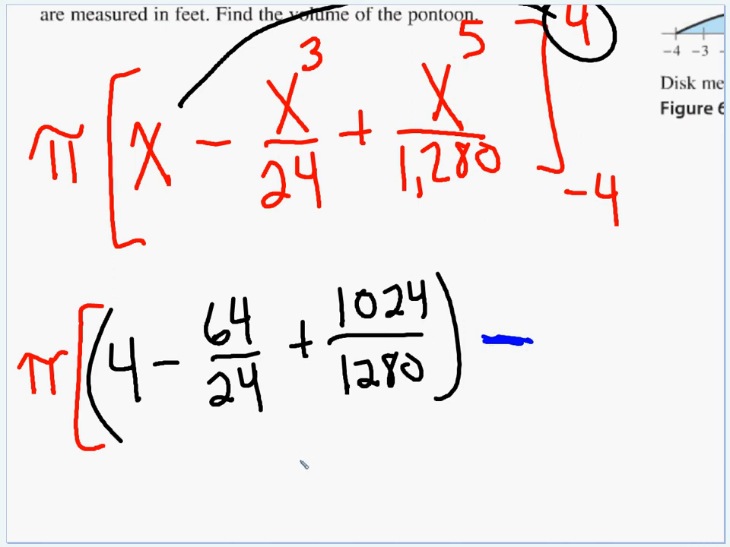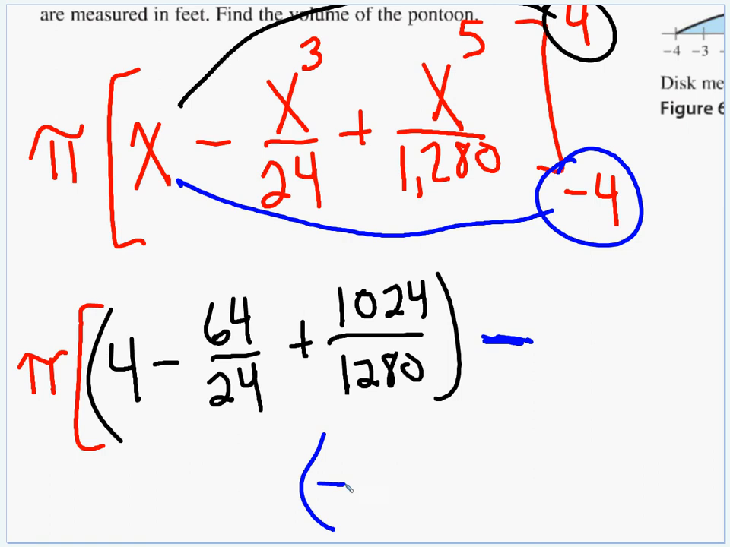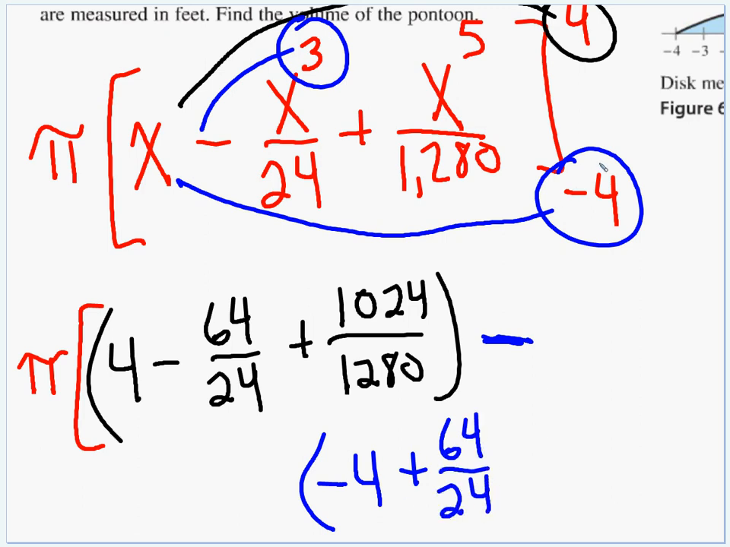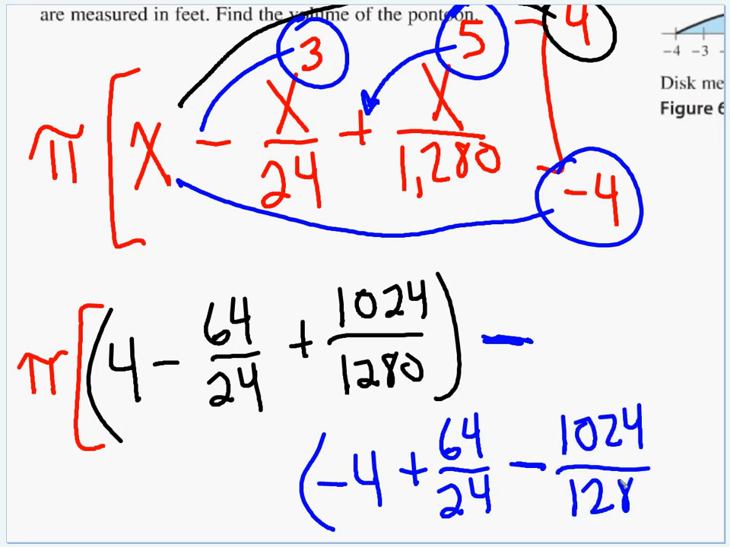Minus, I'm going to sort of move down here, put a parenthesis. Now the negative 4 jumps in, so this will be a negative 4. And then when the negative 4 jumps in, since it's odd, the negative will escape and switch that sign. So it's going to be plus 64 24ths. And the same thing here to the 5th. The negative will escape and then hit that plus, change that to a minus now. Minus 1,024 over 1,280. And I'll close off that bracket.